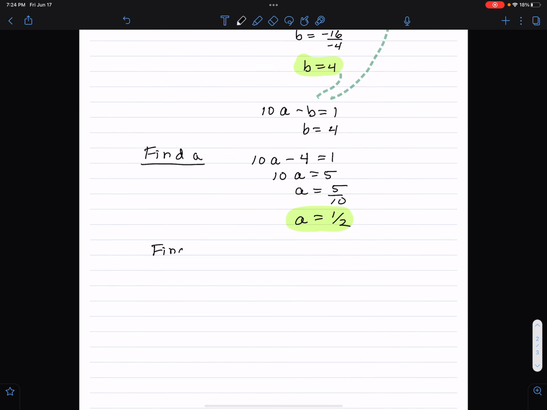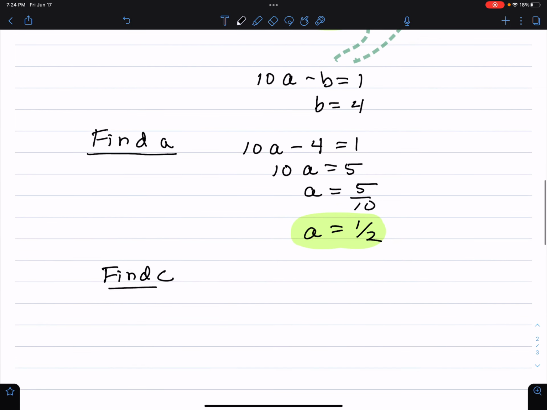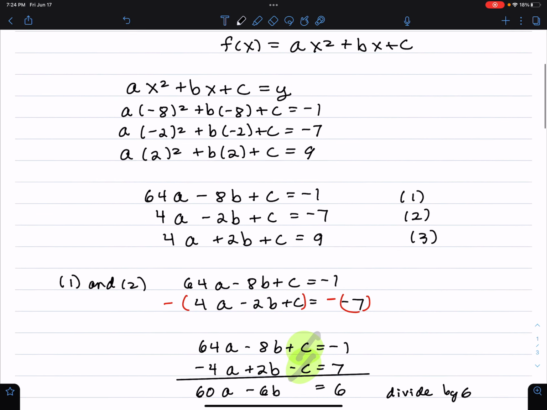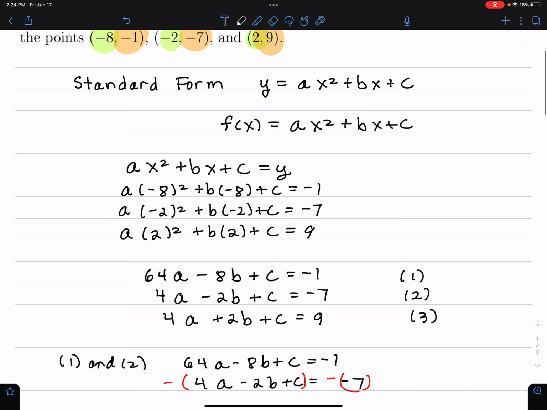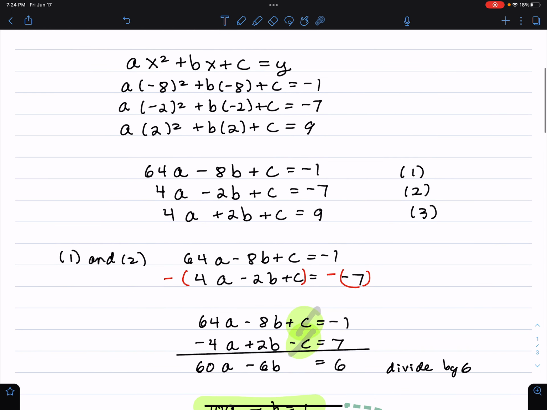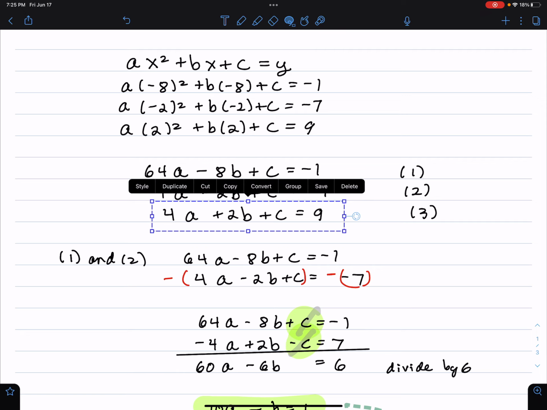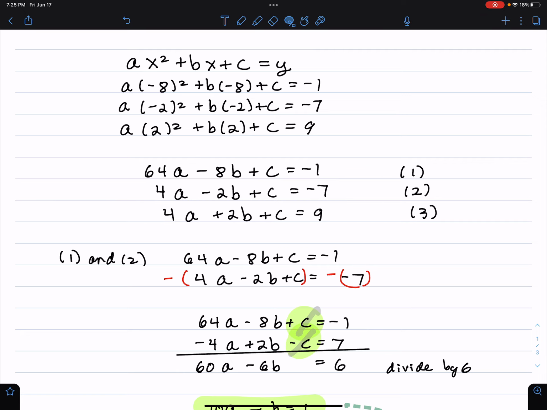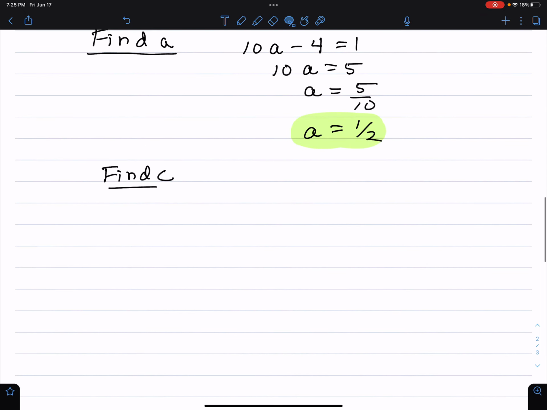And now I'm going to find c. How am I going to find c? I'm going to go to one of these 3 equations to find c. I guess the first one, since that's 64a, might be a little more difficult to use, but otherwise the second or the third are all fine. I guess I'll use the third one. I mean, why not? The second or the third would both be good.